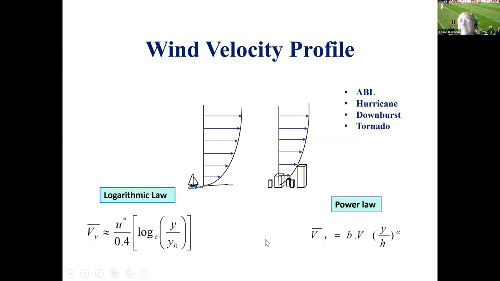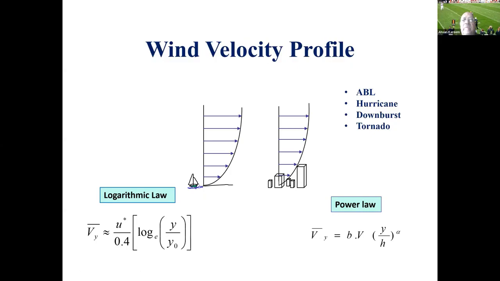So the designers like to use a power law, which is more convenient because you don't have a log in there. This is the most popularly used profile description, where alpha, if it is very small, represents more open country conditions. And if alpha becomes like 0.35 or 0.4, it becomes more like an urban condition. Now, this is for the atmospheric boundary layer situation. What happens if we have a downburst or a tornado or a hurricane? That is going to change in that particular case.